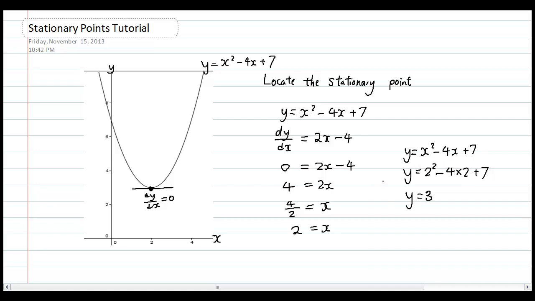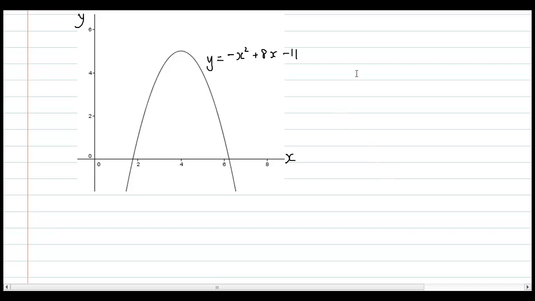Okay, so now let's try finding the stationary point of another situation. So we're going to try it on this curve. We have y equals negative x squared plus 8x minus 11. Now, in the exam, you're not going to get this graph presented with you in order to find the turning point, because otherwise you can just spot it straight away.